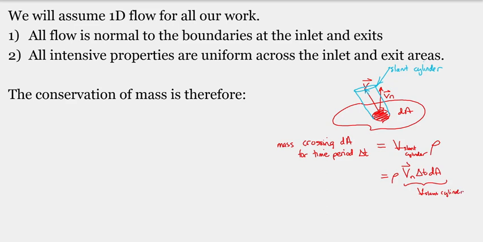Okay. So if we take both sides of this expression here, the mass crossing the differential control area dA for a time period delta t, let's take the delta t from each side. So divide by delta t and take the limit as delta t goes to zero. And what we get is now a mass per unit time on the left-hand side. So we end up with an m dot on the left-hand side.